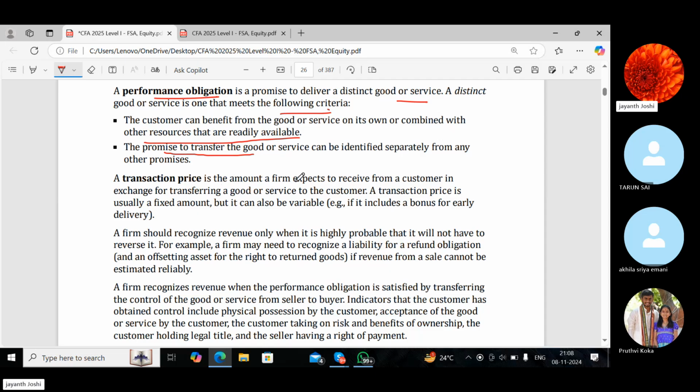Transaction price is the amount a firm expects to receive from a customer in exchange for transferring a good or service to the customer. Transaction price is usually a fixed amount, but it can also be variable.